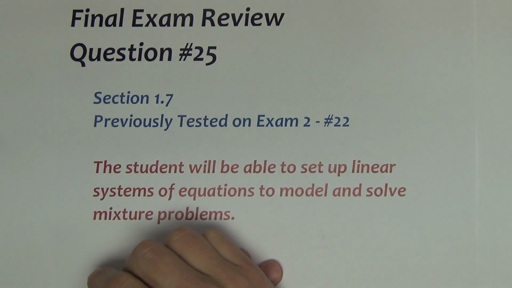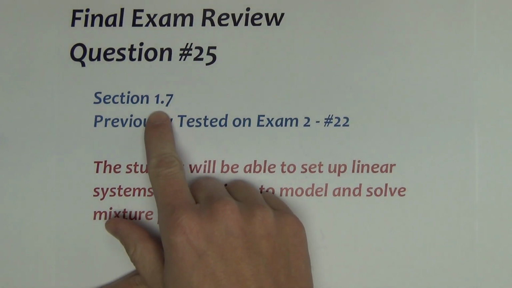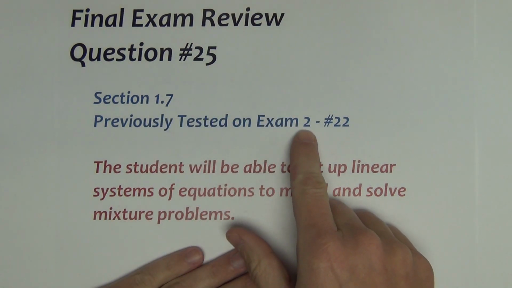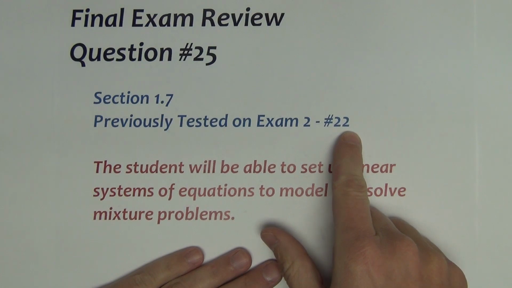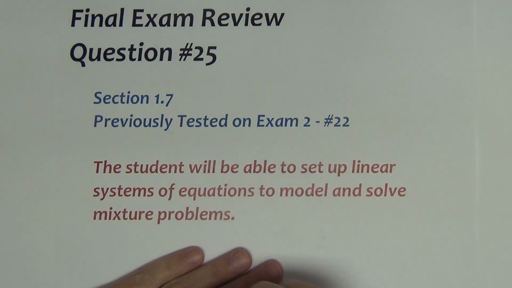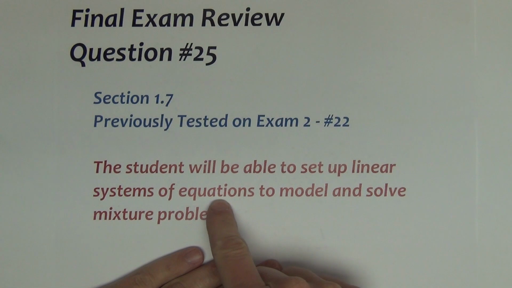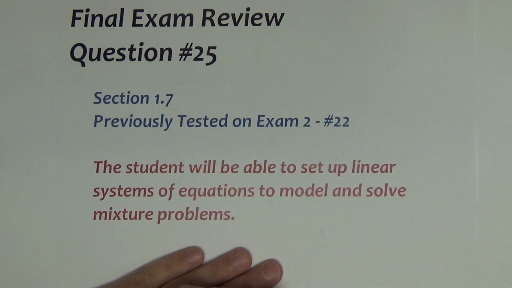Question 25 on the final exam comes from section 1.7. It's previously tested on exam 2, number 22. This question is going to test if you can set up and solve mixture problems using systems of linear equations or just linear equations. I suppose we don't really need systems if we don't want to use them.